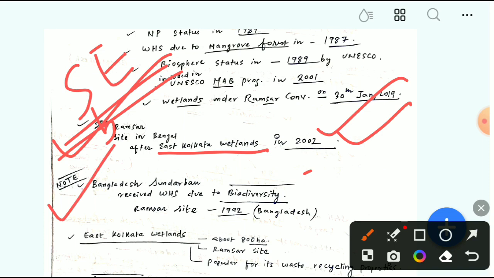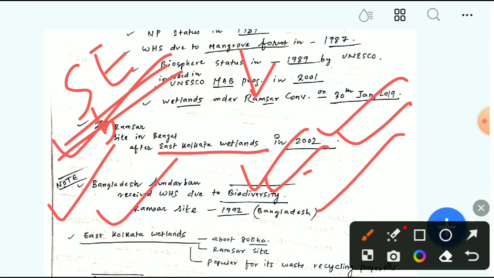So next is Bangladesh Sundarban. It received World Heritage Site status due to biodiversity. So our Sundarban got World Heritage Site due to mangrove forest, and Bangladesh Sundarban got it due to biodiversity. And Ramsar site, it was declared in 1992, that is for Bangladesh Sundarbans.